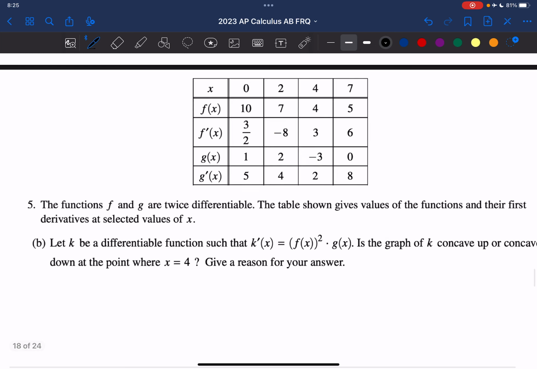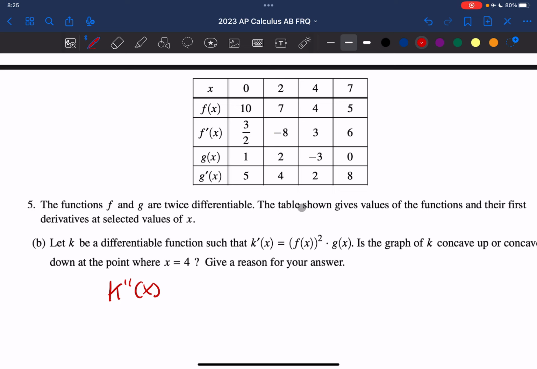Letter B. They give us that k is a differentiable function with this rule right here. k prime is equal to f of x squared times g of x. The question is, is the graph of k concave up or concave down at x equals 4? So if we're talking about concave up or concave down, this means we need the second derivative. So we need to find k double prime. Now here this is going to require chain rule because f of x is being squared, but we also are going to need product rule.